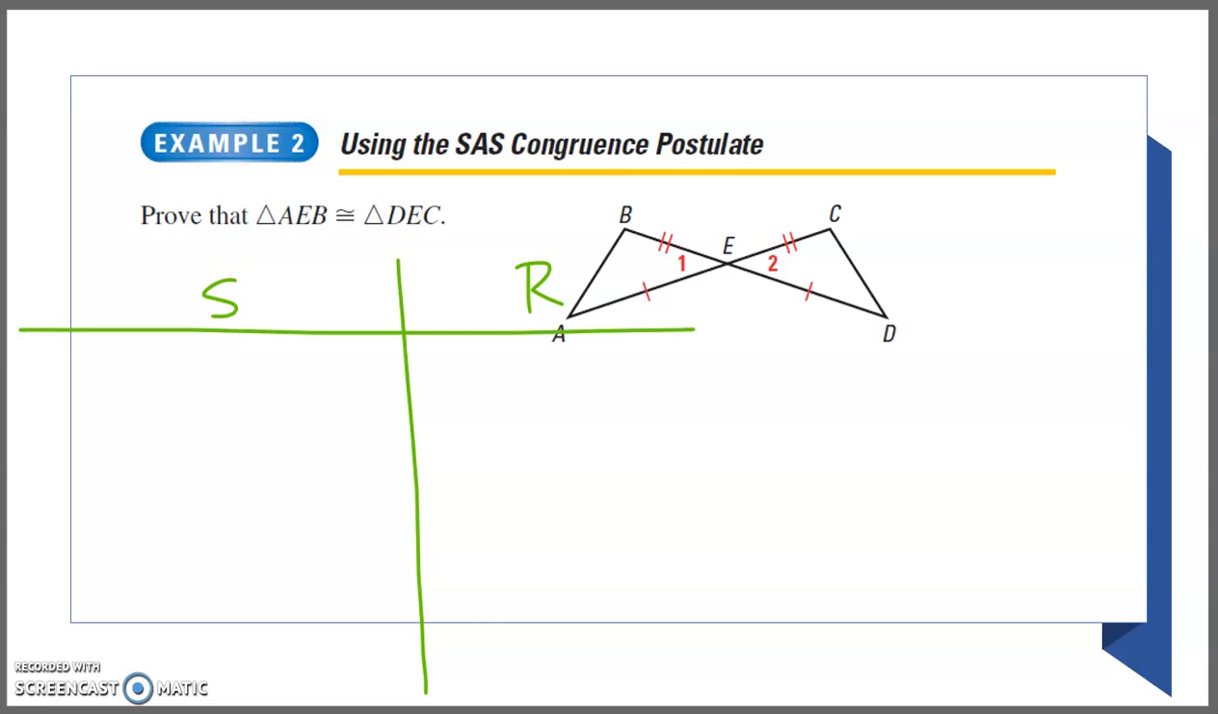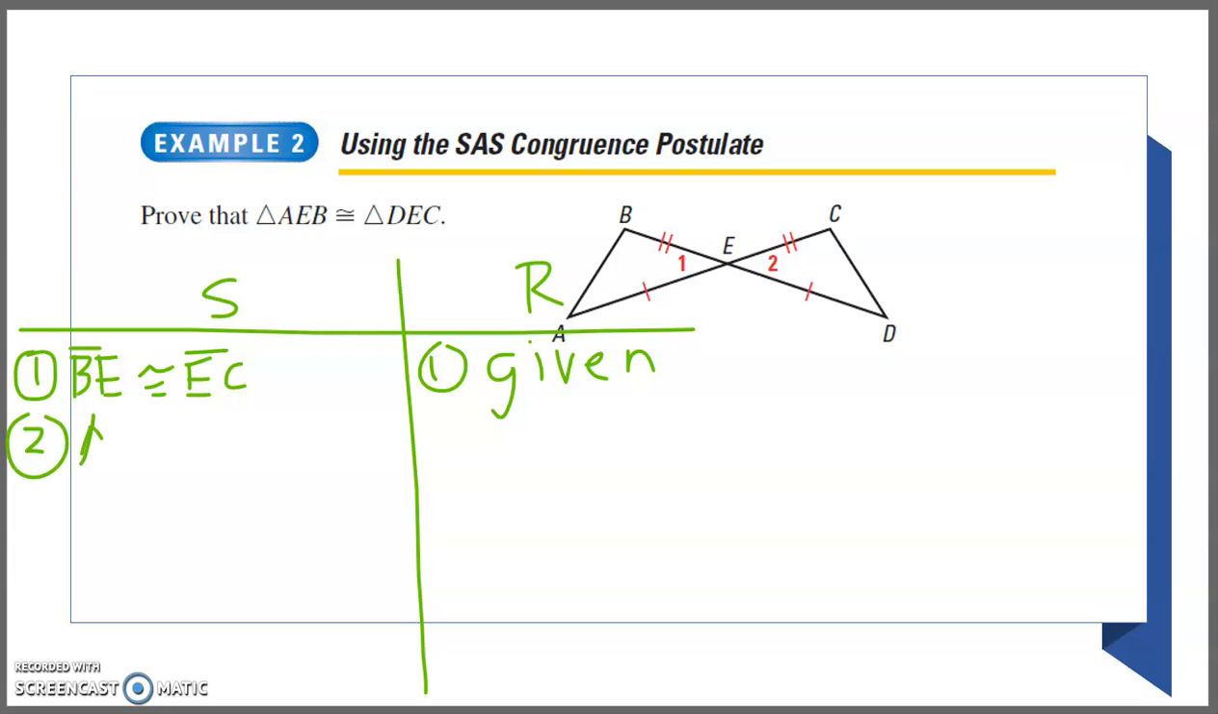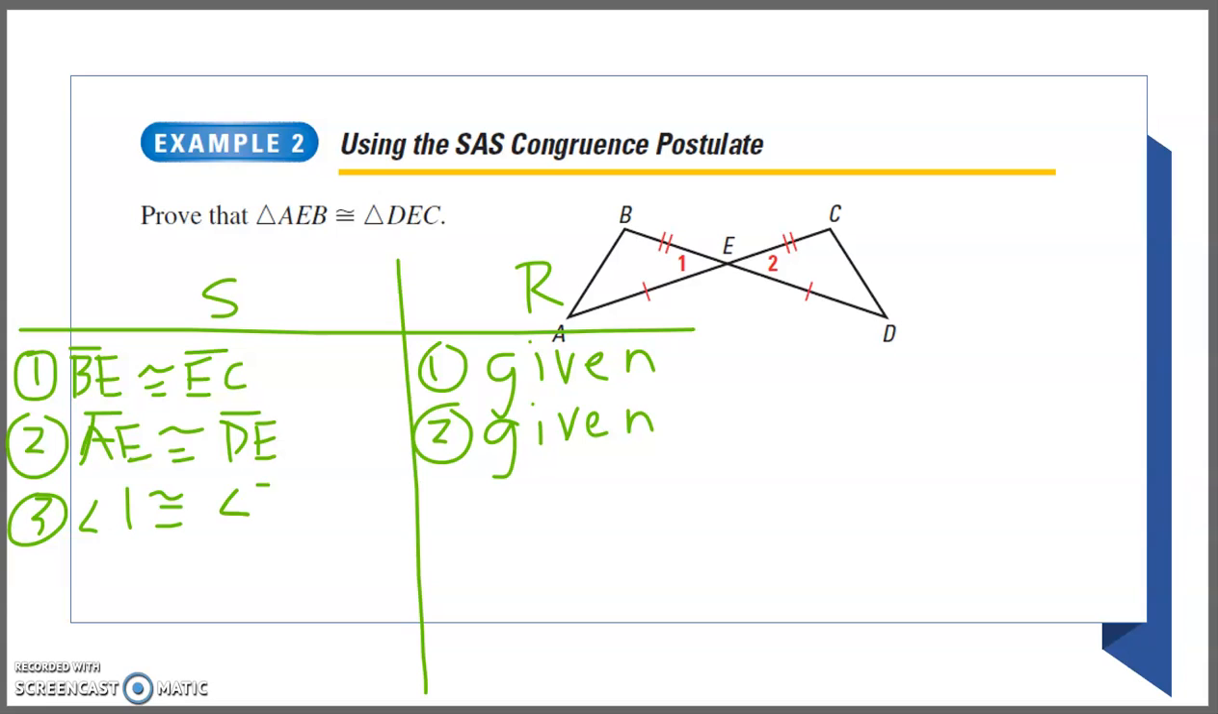The first statement I'm going to make is that BE is congruent to EC. And if you notice, that was just given by the marks in the picture. Also, AE is congruent to DE. And again, that was given by the marks in the picture. Next I'm going to make the conclusion that angle 1 is congruent to angle 2.